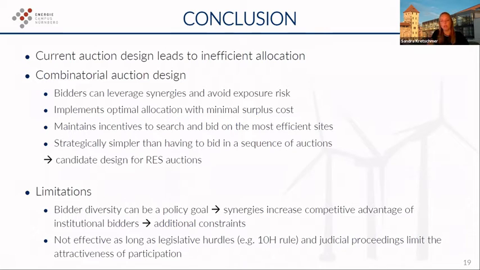However, this also has its limitations, because bidder diversity can be a policy goal, and we've seen that with these synergies, bidder diversity decreased, but this can be implemented by adding further constraints. And this auction design would also not be effective as long as there are legislative hurdles. There's, for example, a rule in one German state that limits the amount of sites that are available for wind plant projects, and judicial proceedings limit the attractiveness, so to say, of participating in the auctions at all.